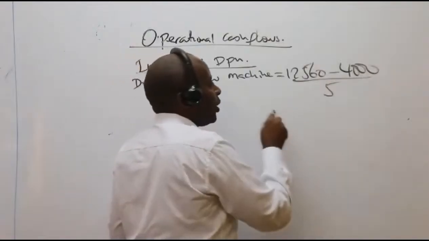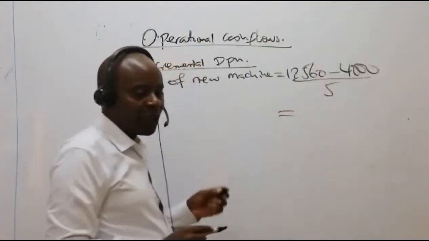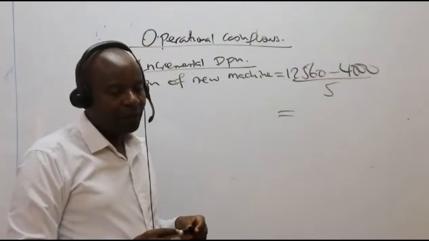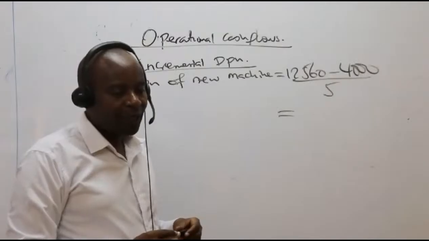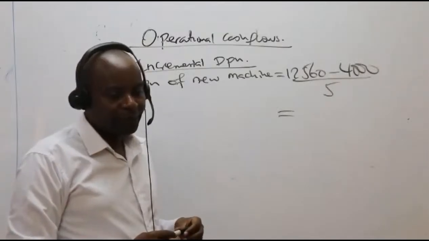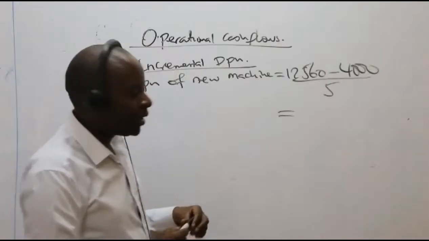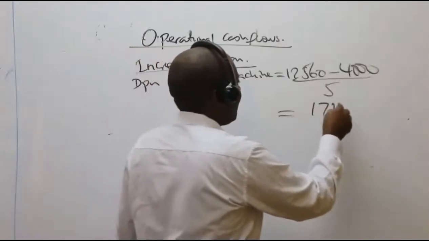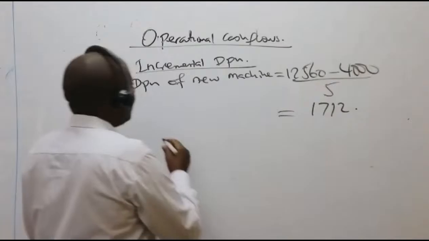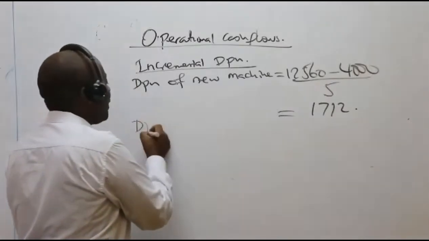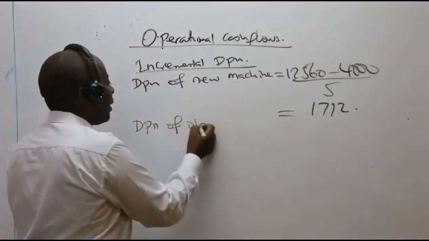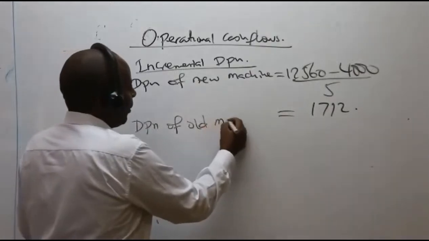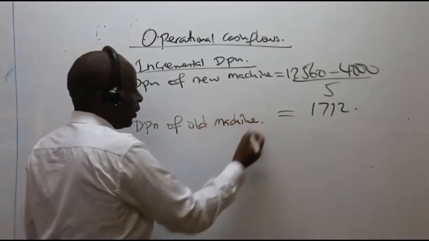So then could you kindly give me this depreciation here? 1,712. Thank you very much. From there, come and give us the depreciation of the old machine.